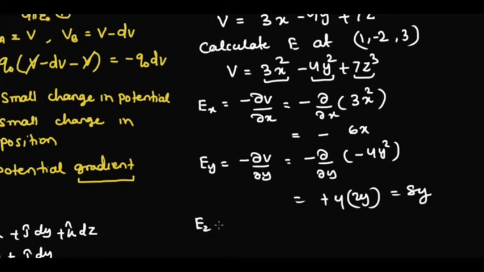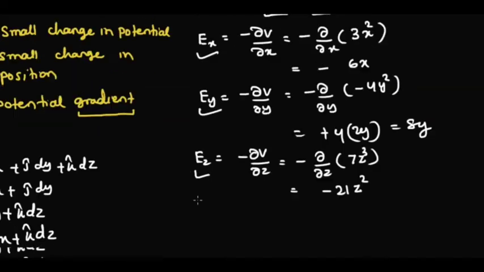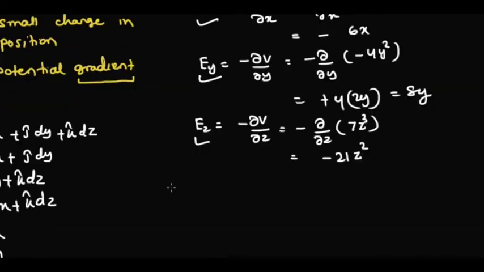And what is Ez? Minus del V by del z. So minus del by del z of only the z part, that is 7z to the power 3. Assume that x and y are constant. So it will be how much? Minus 21 z square. If you have an idea about differentiation, then you can easily find it. So we have got Ex, Ey and Ez. Is that clear? Okay. So what is the electric field?